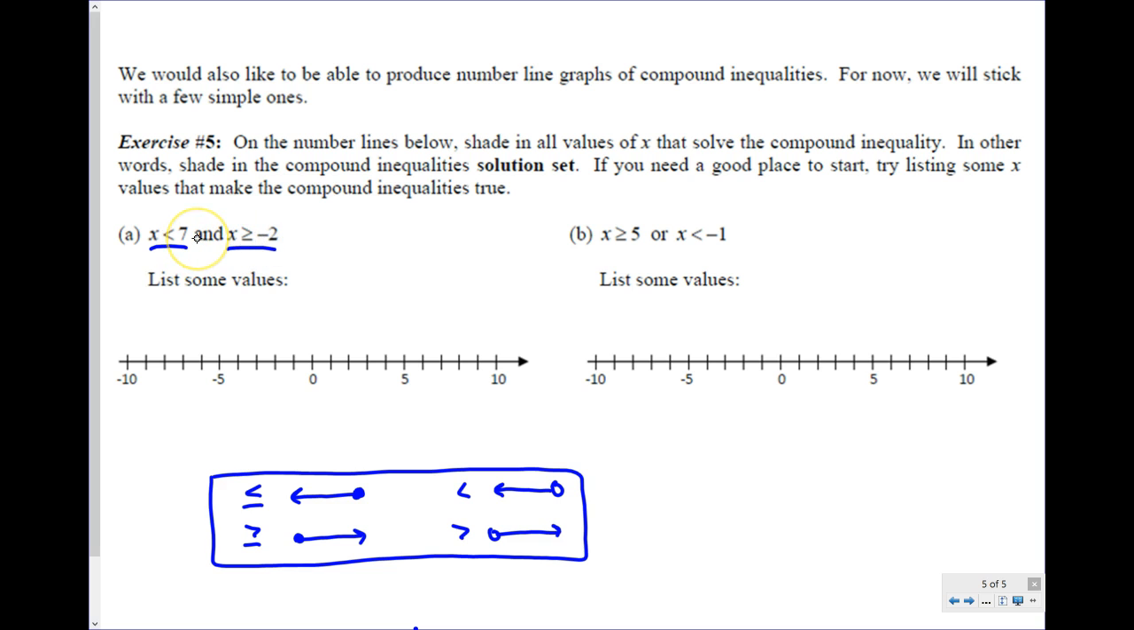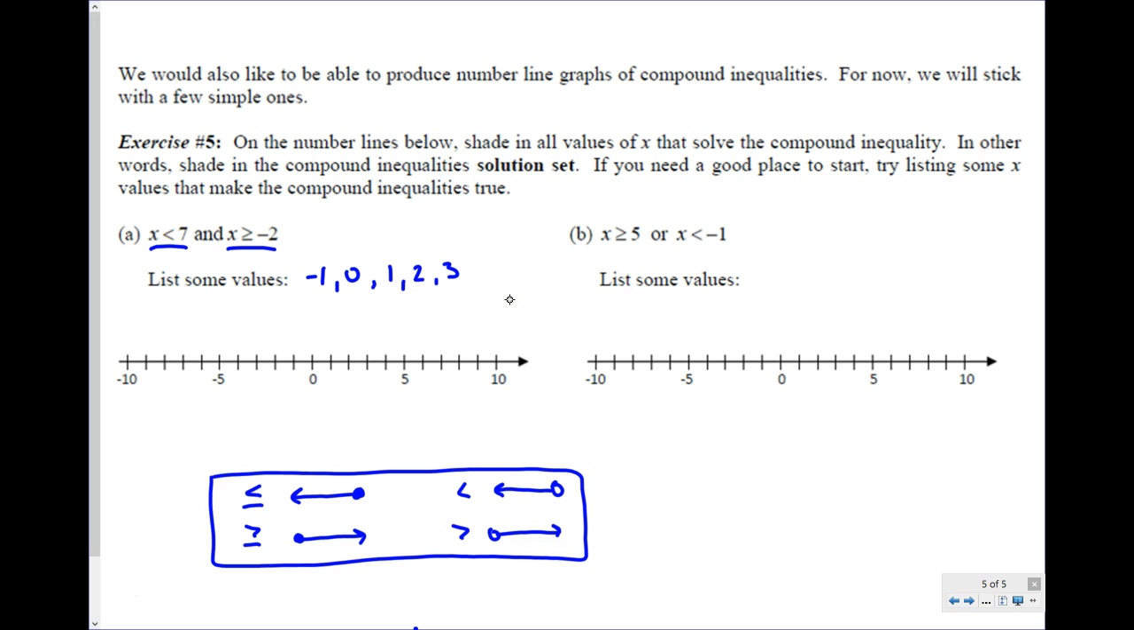So what's a number that's less than 7 but greater than negative 2? So I'm thinking about numbers between negative 2 and 7. So negative 1 would work, 0 would work, 1 would work, 2, 3, and I could keep going all the way until what number? Up until 7.